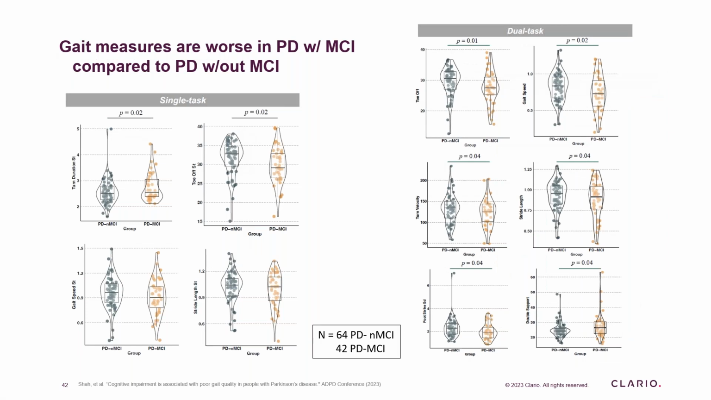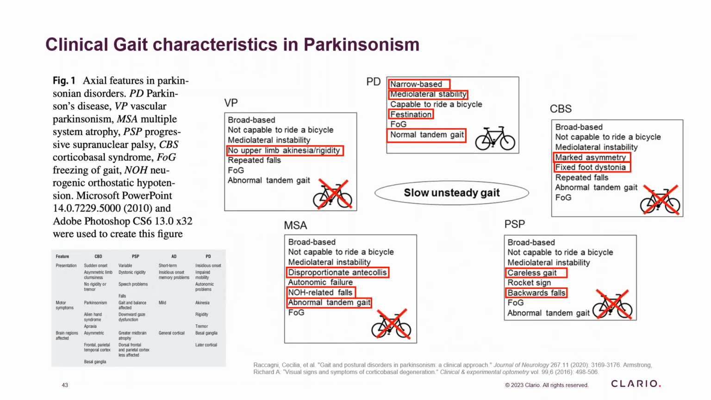Now, with PD, if we get into PD with mild cognitive impairment, we see worsening of these endpoints, right? We see that both in single task activities with some of these key measures. And then when you add a dual task into the mix, we do see more of these measures demonstrating differences between PD and PD with MCI.